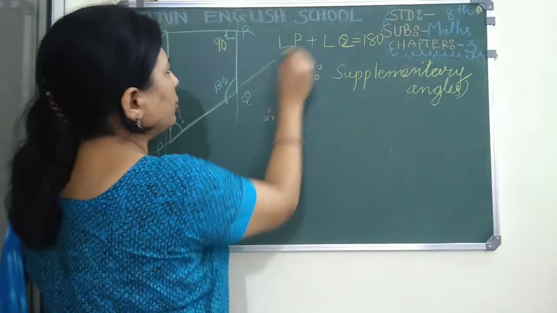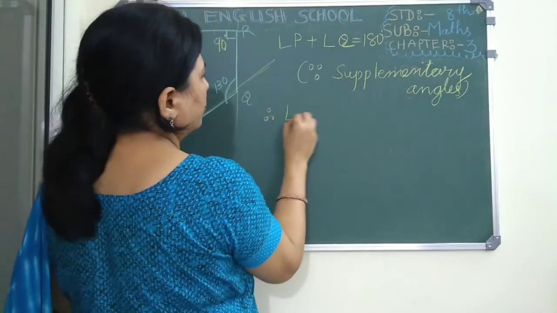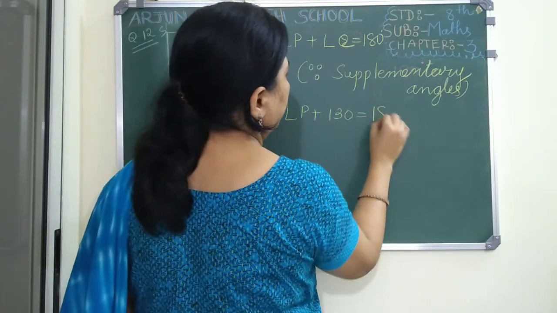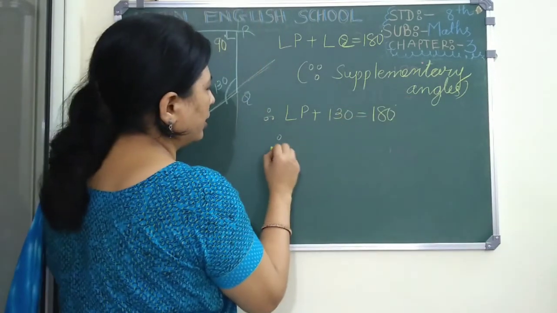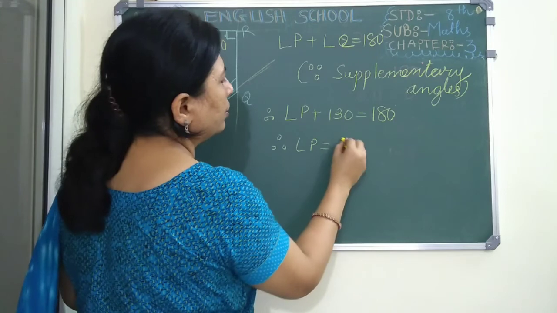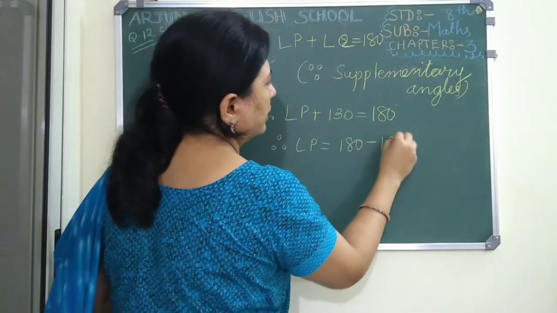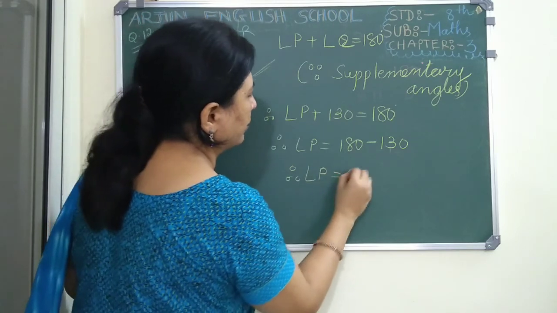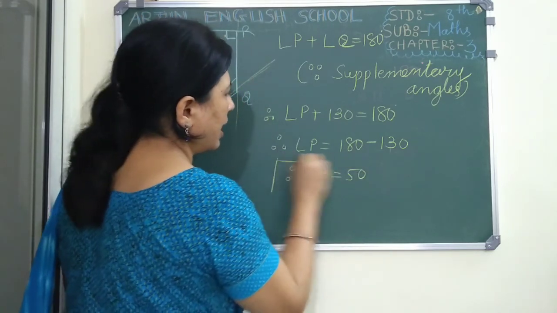Now Q is 130. So, angle P plus 130 is equal to 180. Therefore, angle P is equal to 180 minus 130. Therefore, angle P is equal to 50, that is our answer.